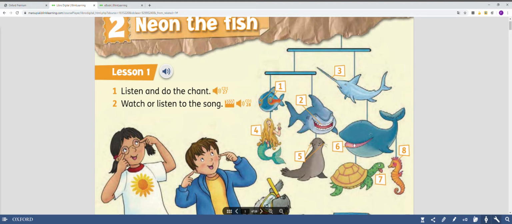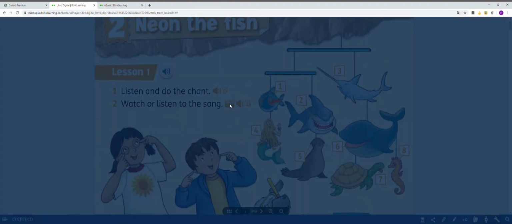Muy bien, so these are the parts of a body. Now, you can watch or listen to a song. This song is about all the vocabulary learned. Pongamos atención a la canción, ¿cierto? Vamos a ver también el video. Atención. 1, 2, 3.